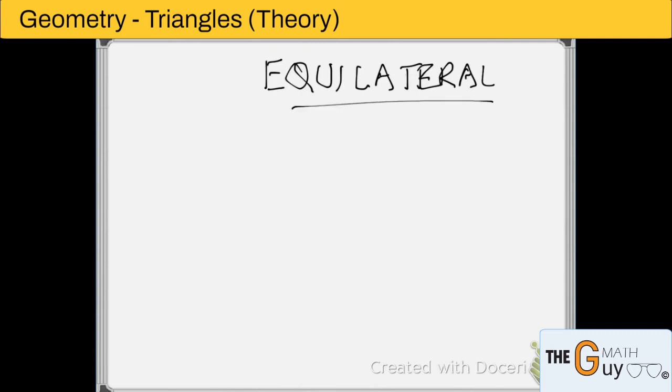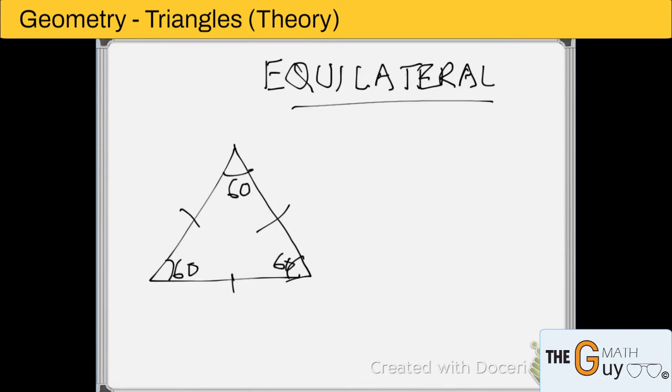Right. Now, another thing is the equilateral triangle. An equilateral triangle is something special. I might as well go through it. An equilateral triangle is basically when all three sides are equal, which means 60, 60, 60. You've got 60, 60, and 60 degrees, right?